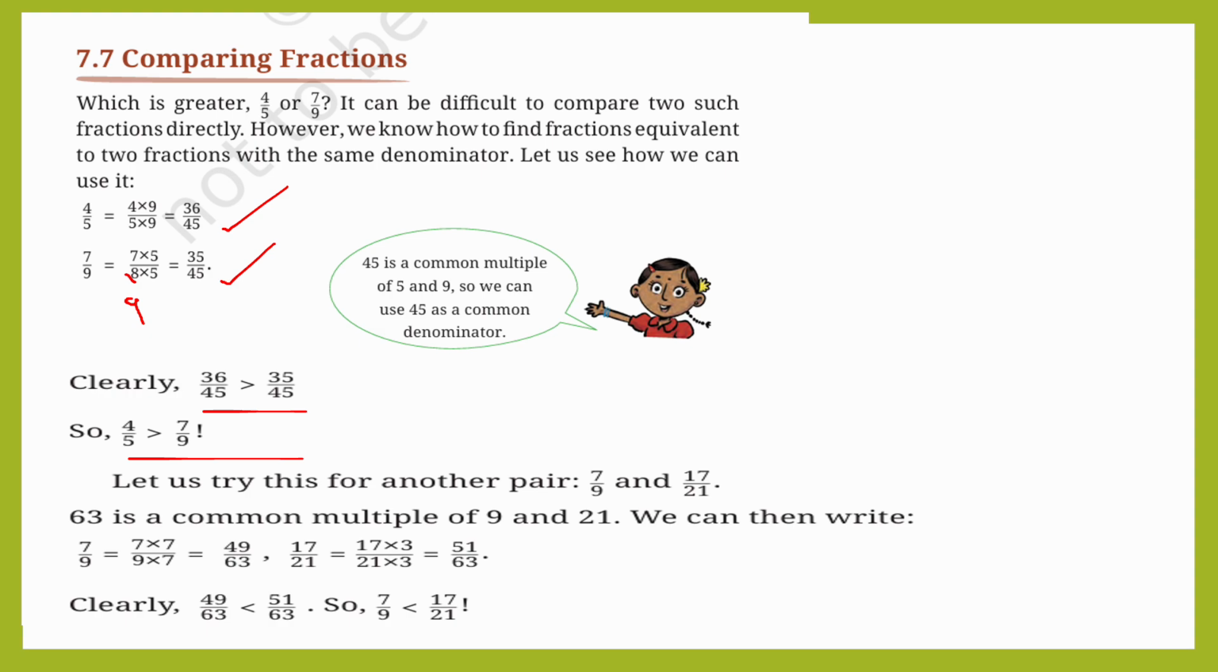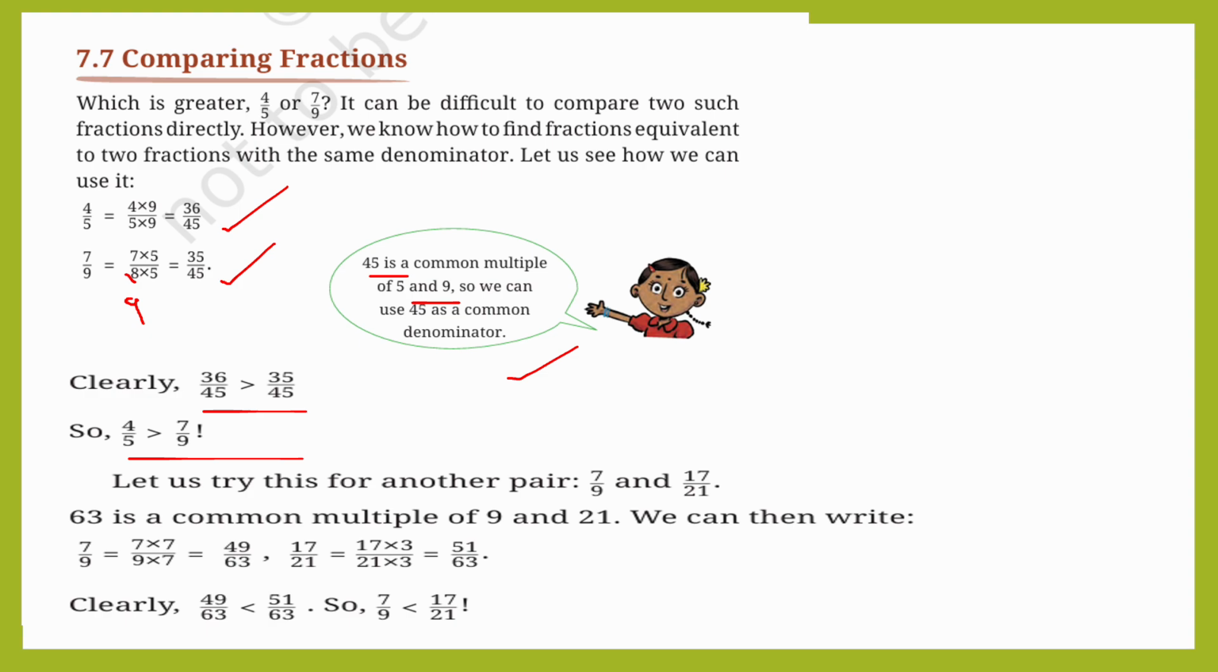Here 45 is a common multiple of 5 and 9. So we can use 45 as a common denominator. See here, 4 by 5, the denominator is 5. 7 by 9, the denominator is 9. So 45 is a common multiple of both 5 and 9. So we can use 45 as a common denominator.